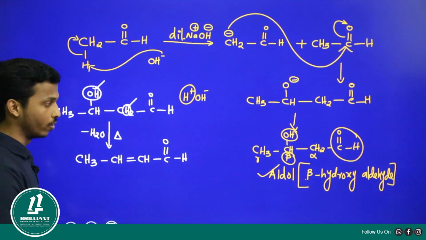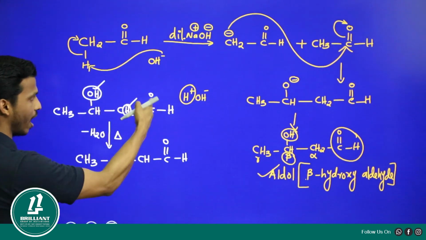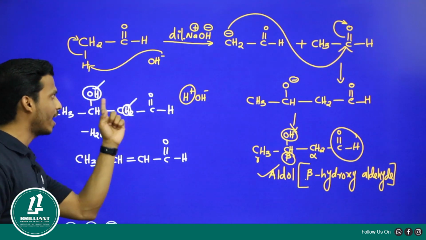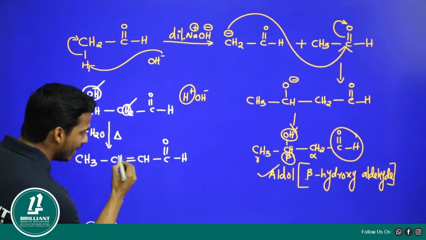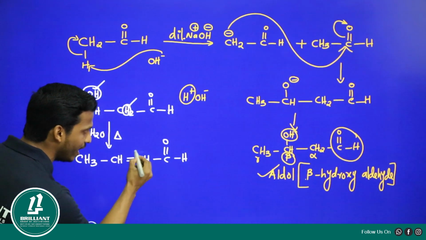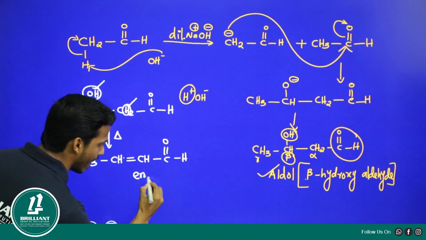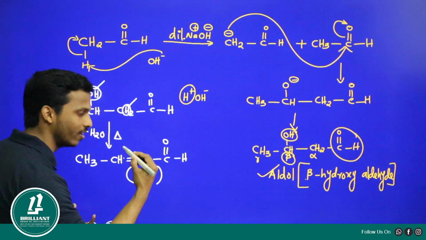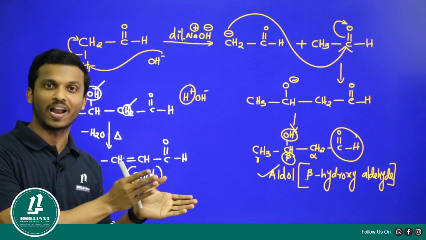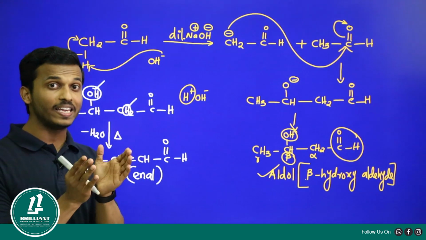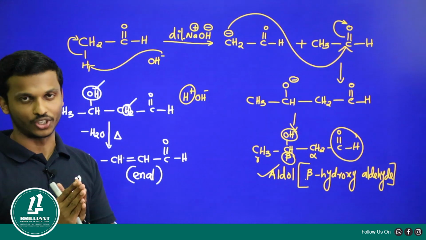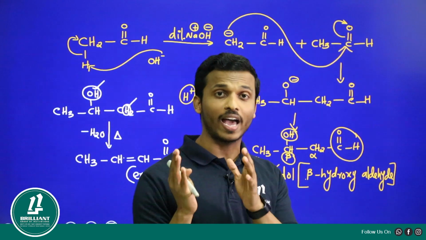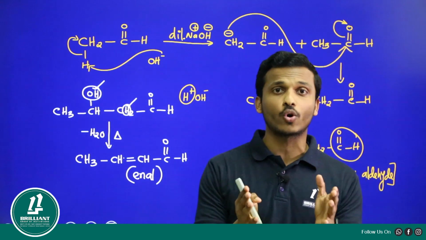What is the earlier compound? It is called aldol, because it contains one aldehyde and an alcoholic group. And this one is known as ene, because it contains an alkene and an aldehyde. Therefore, it is known as enal. This is called aldol condensation. You can carry out the same process with a ketone also.